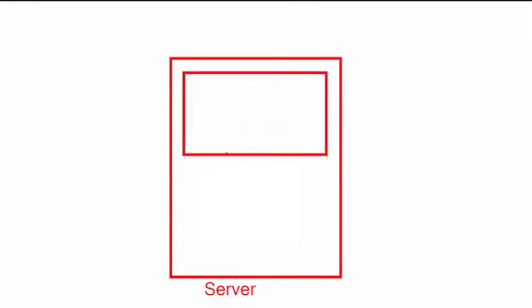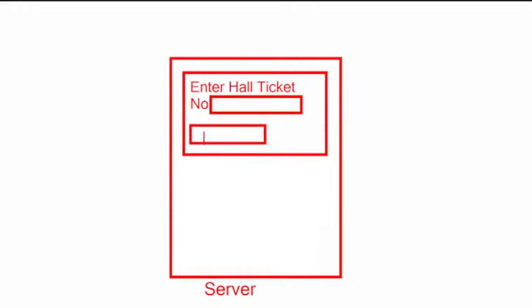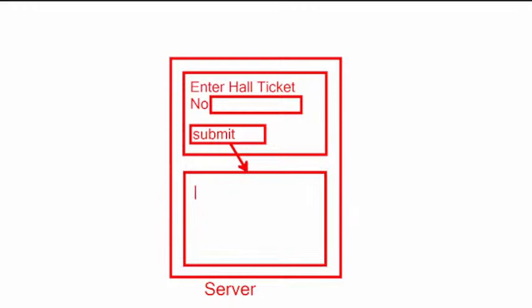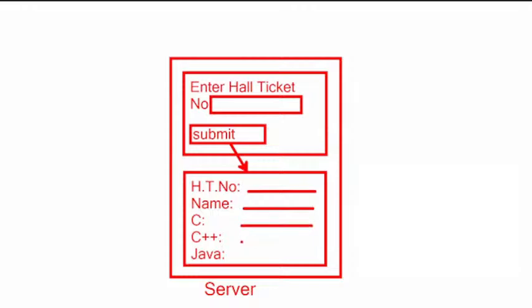Suppose it is an online results application. Example, online results. Enter hall ticket number. Here, you enter one hall ticket number and click on the submit button. When you click on the submit button, what will happen? The next page comes. That is what I'm writing here: hall ticket number, name of the candidate, C language marks, C++ marks, and Java marks.